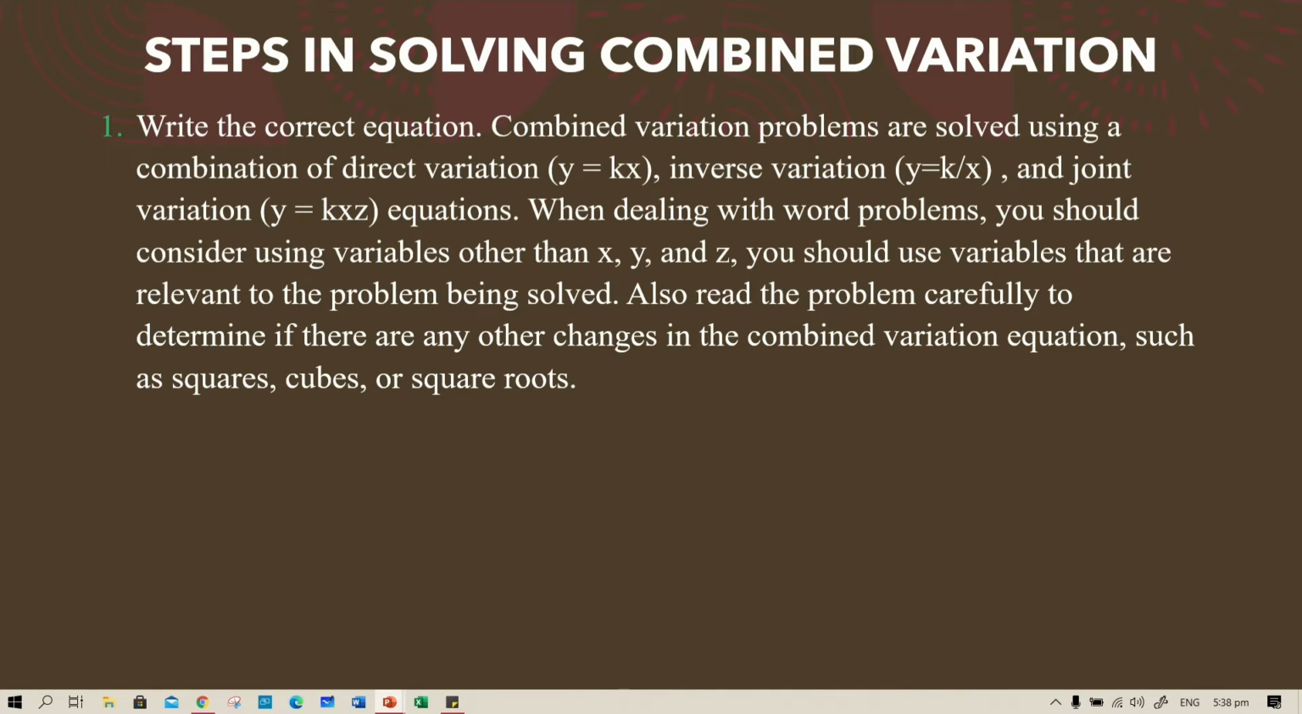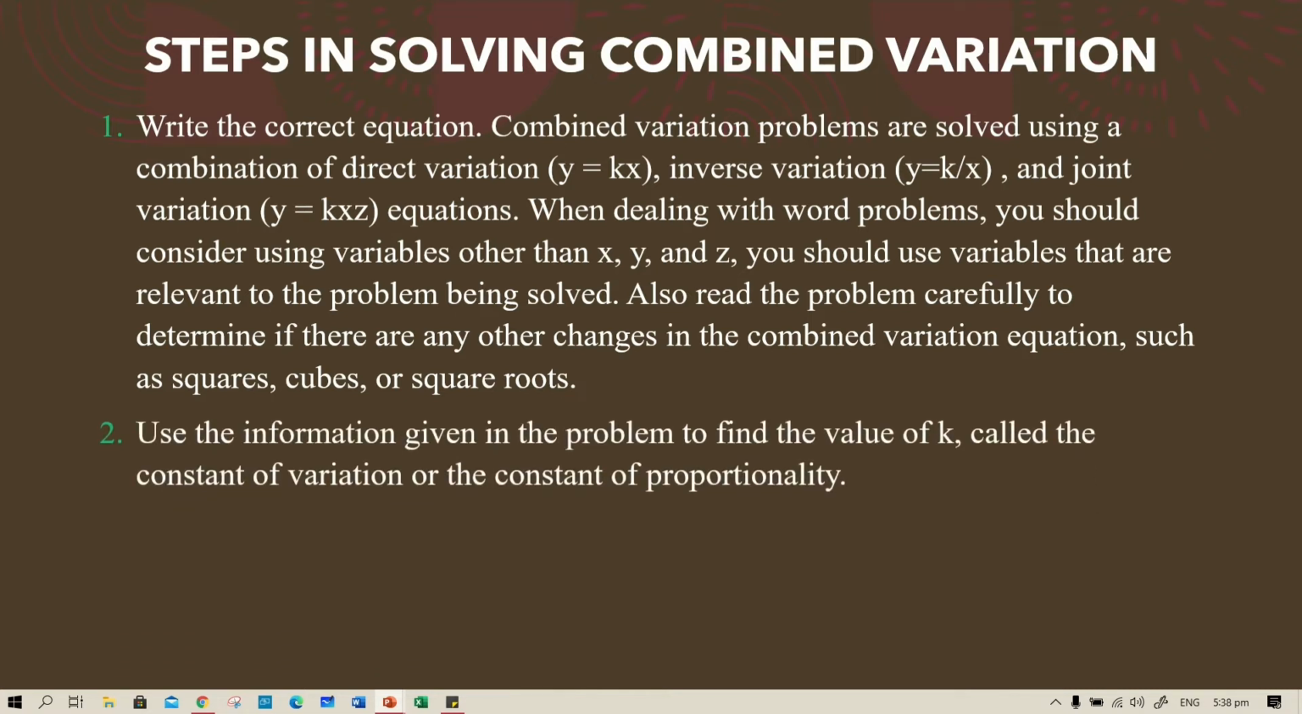When dealing with word problems, you should consider variables other than x, y, and z. You should use variables that are relevant to the problem being solved. Also, read the problem carefully to determine if there are any other changes in the combined variation equations, such as squares, cubes, or square roots.